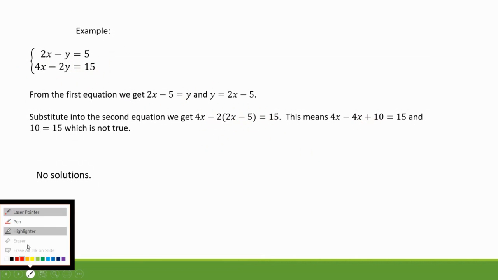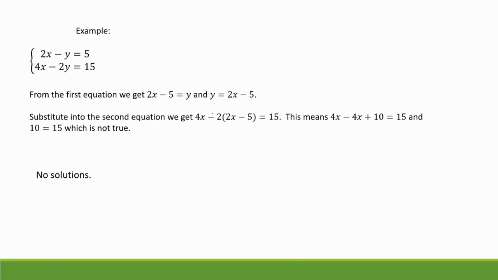Let me do this. This will help. So we have this. That looks really nice. Hopefully I'm getting better at drawing. So we have this now. That's why we get this, negative 4x plus 10. But what happens here? The 4x's cancel. Okay, but what do we end up with? We end up with 10 equals 15.